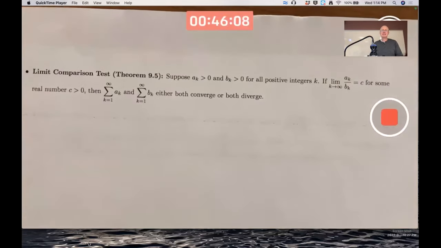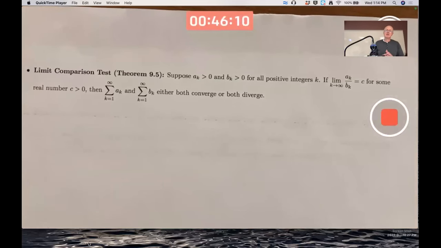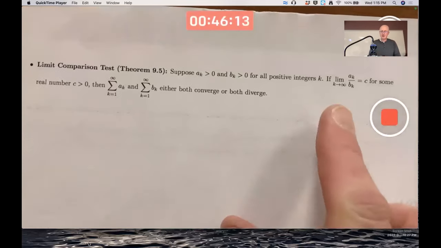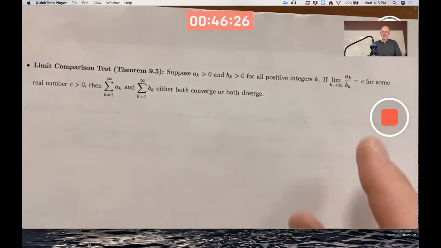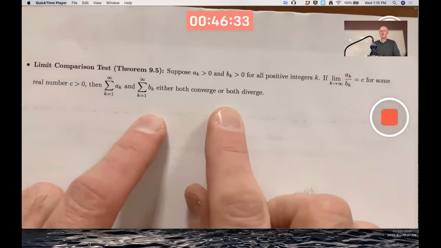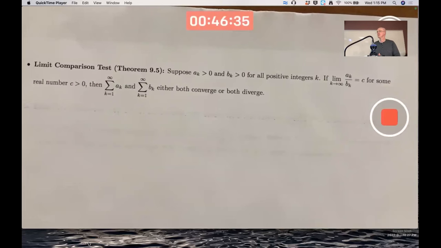Limit comparison test is typically a little easier to apply, even though it involves a limit, because you don't have to worry about getting the inequalities right. You just have to guess what the series behaves like. You have to guess correctly, and then compute this limit and see if it's a positive number or not. And if it is, then these both either converge or both diverge. They converge together or they diverge together. They behave similar ways.